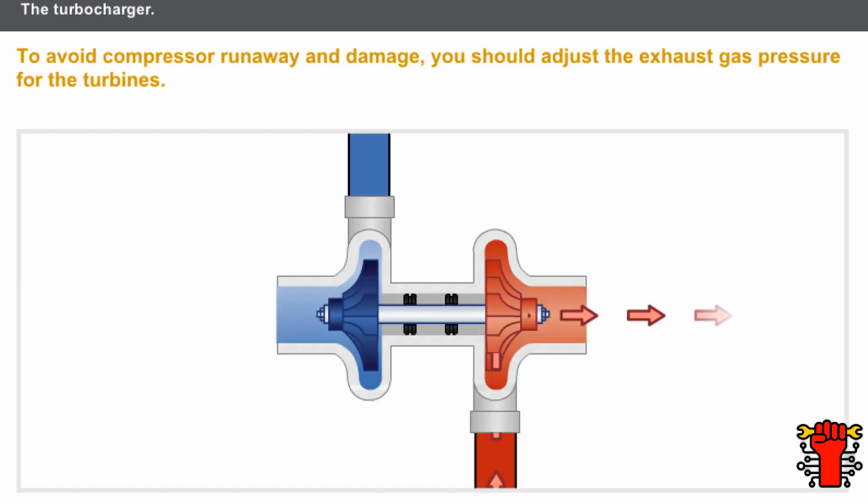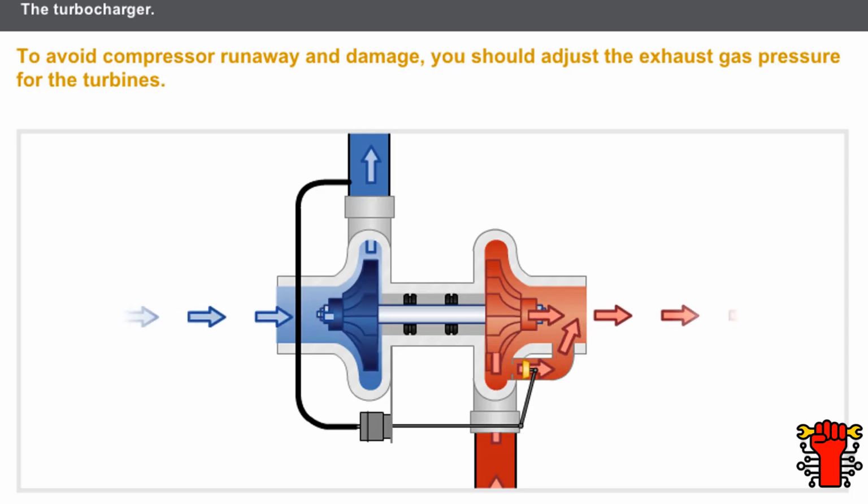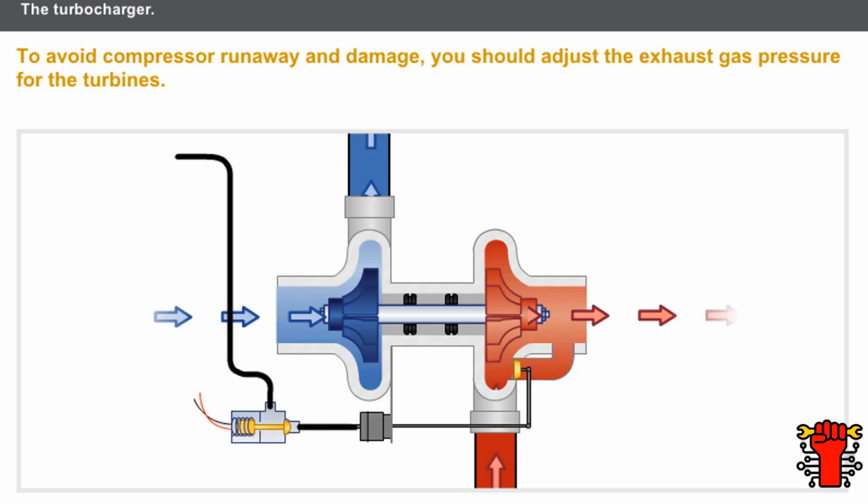The turbine speed depends on the exhaust gas speed. To limit the rotation speed of the compressor and to avoid compressor runaway and damage, you can deviate some of the exhaust gas. This is the function of the relief valve. When the turbocharging pressure reaches a certain limit, the relief valve opens and dissipates some of the exhaust gases. Some relief valves are controlled by the injection computer.